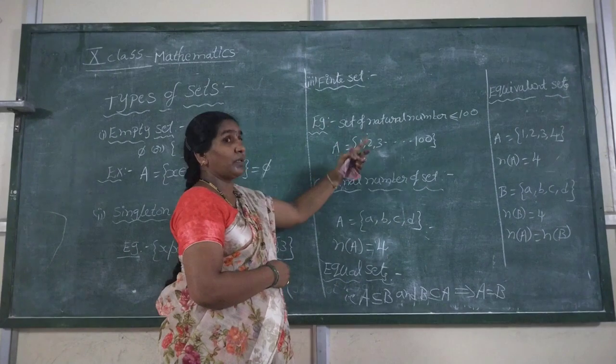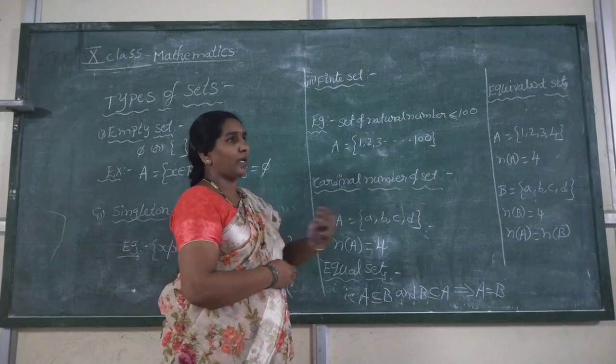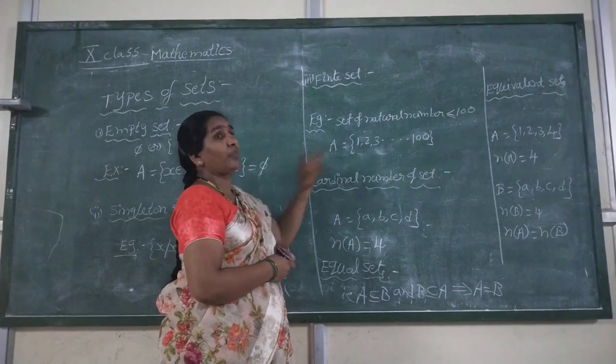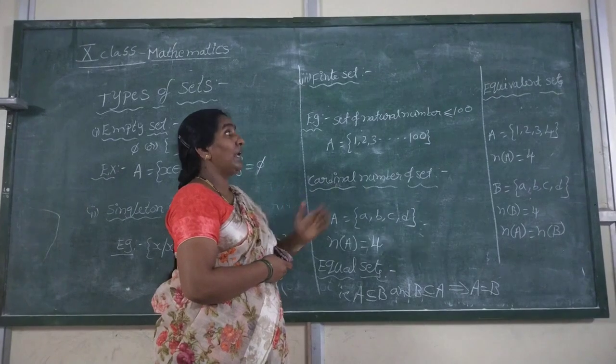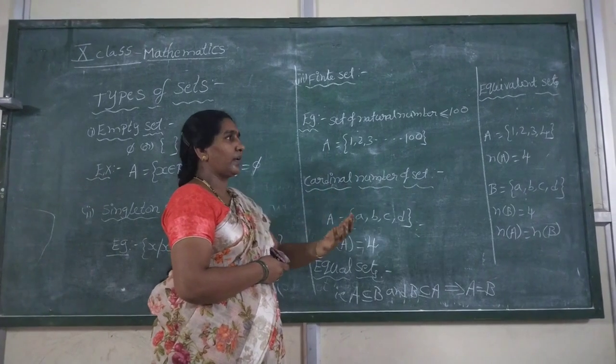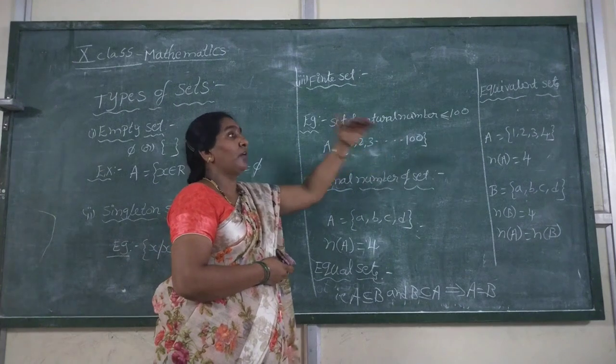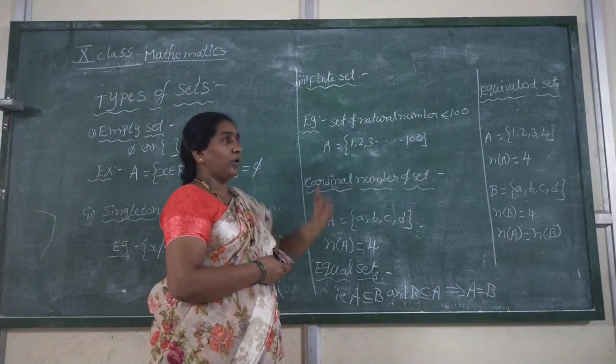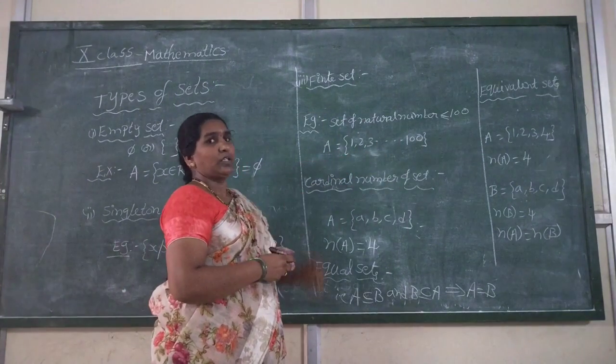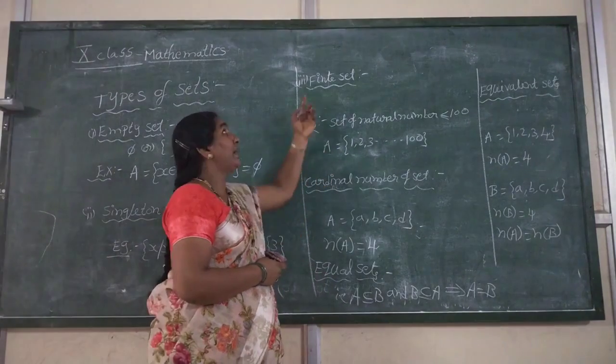Consider the set of natural numbers which are less than or equal to 100. What does that mean? We are going to write the natural numbers less than or equal to 100. Natural numbers start from 1, 2, 3 and so on, and we write up to 100. Those elements are countable, so this set is called a finite set.